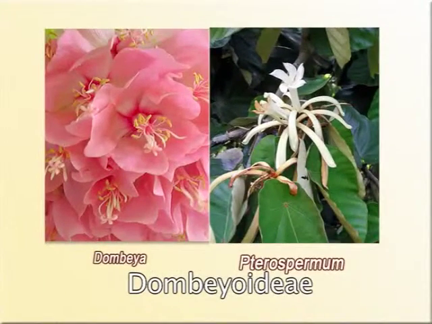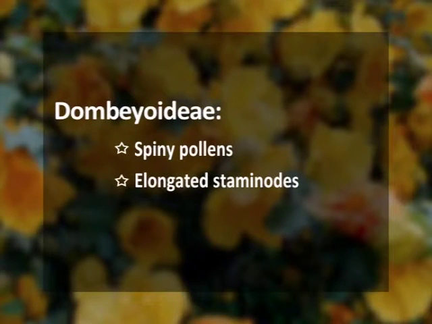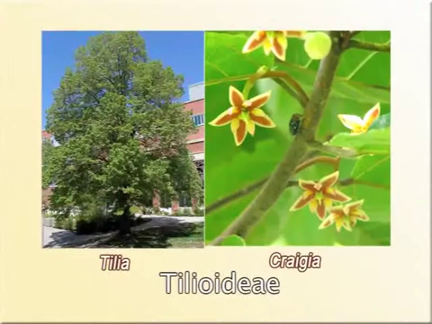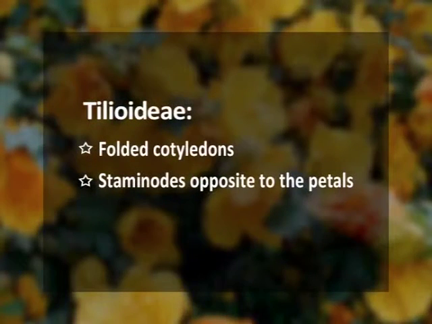The Dombioideae subfamily, containing genera like Dombia, Pterospermum, and relatives, is distinct in having spiny pollens, and also they have elongate stem nodes that alternate with petals. The Ptyloideae subfamily, represented by genera like Tilia, Craigia, they are distinct in possessing folded cotyledons. Stem nodes here are opposite to the petals.